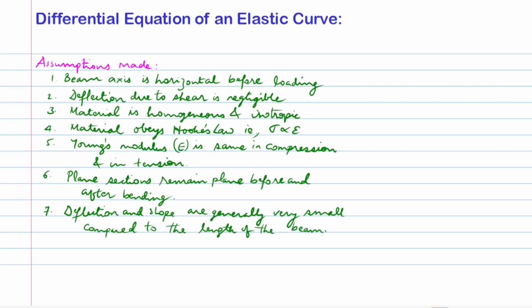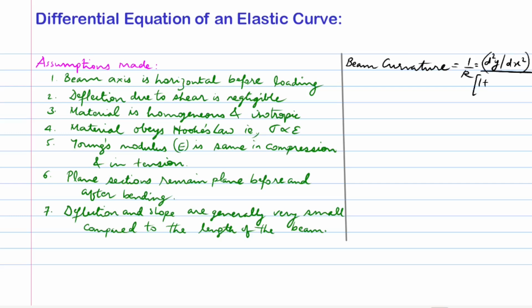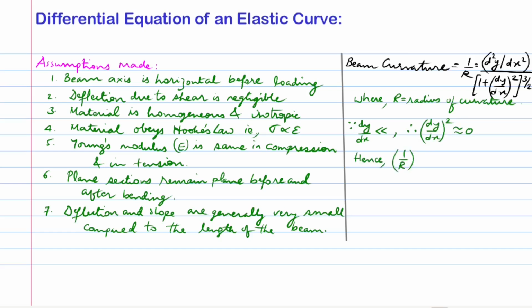Without going into the details of the derivation, the curvature of the beam at any cross-section, namely the inverse of the radius of curvature or 1/r, is found equal to d²y/dx² divided by (1 + (dy/dx)²) to the power of 3/2. In any practical case of bending of beams, the slope, that is dy/dx, is very small because the curve is almost flat due to greater length corresponding to the deformations, hence the square of the slope can be ignored. So the curvature can be equated to d²y/dx².